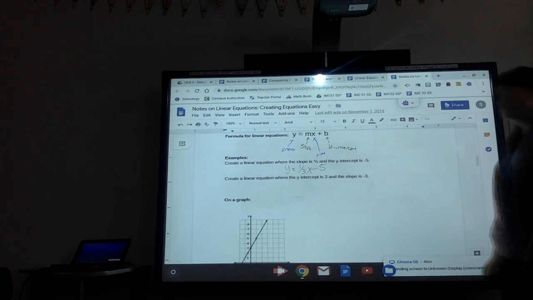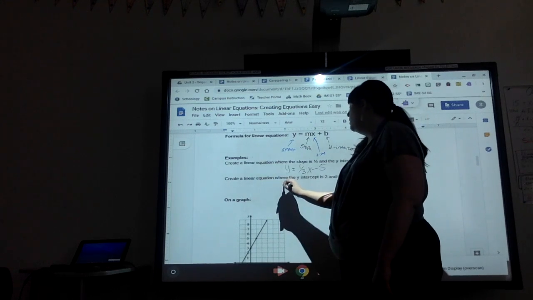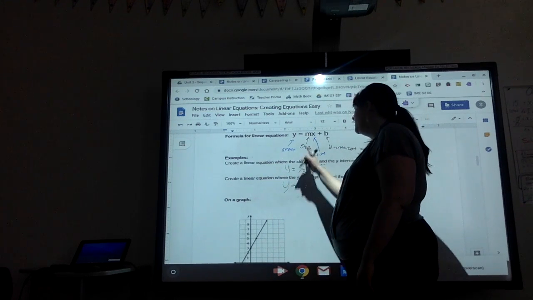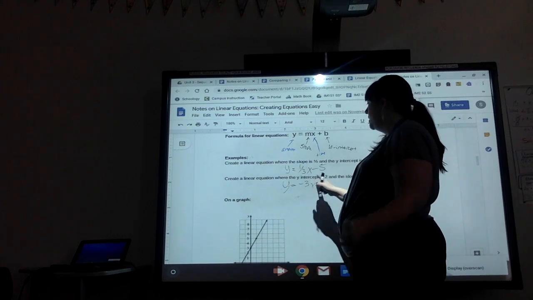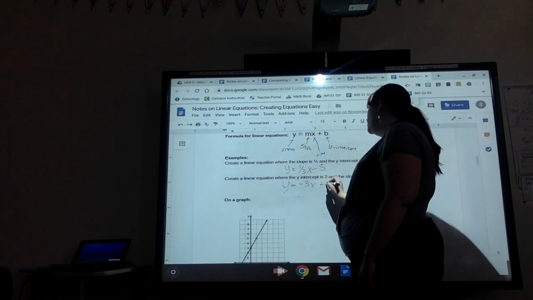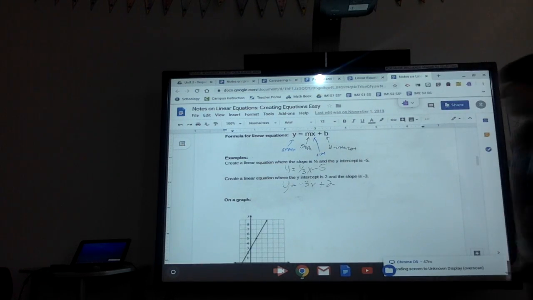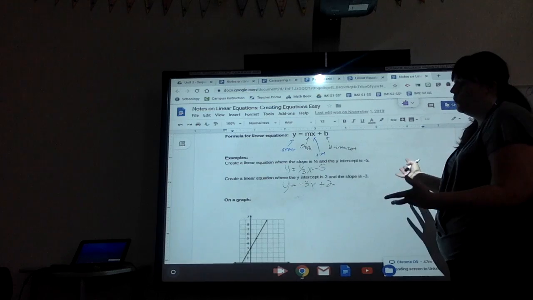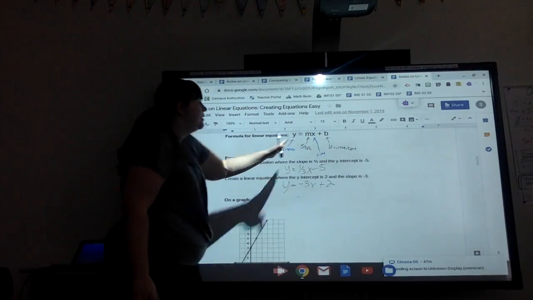This one says create a linear equation where the y-intercept is 2 and the slope is negative 3. So y equals m is my slope, which is negative 3, x, and then plus b, my y-intercept is a positive 2, so I do write plus 2. So that's really easy if it's in words, because you just plug the two pieces into where they go.